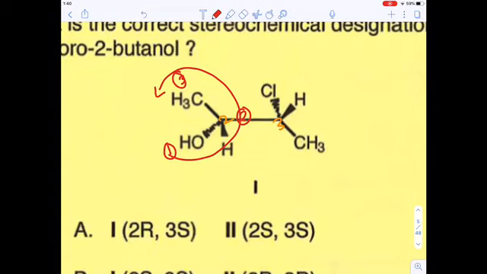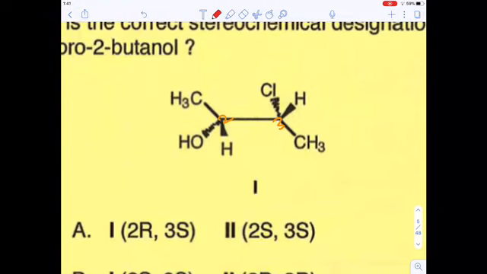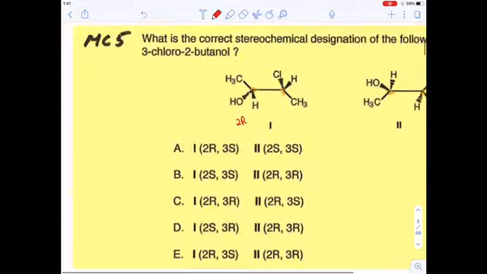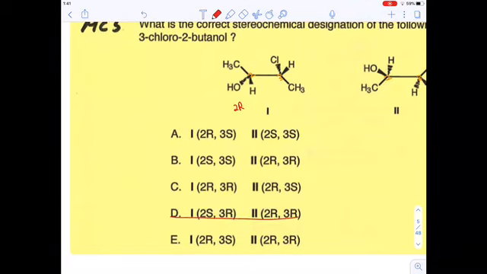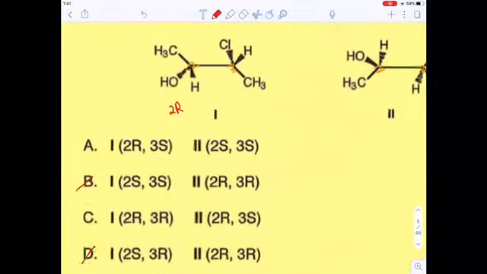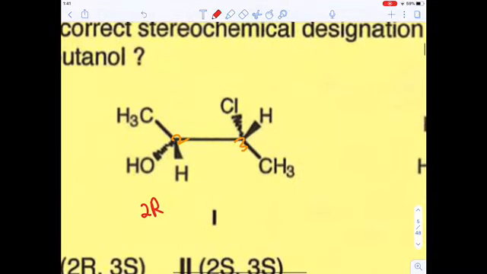So that is going to give you S, but because your highest priority is on the dash and your lowest priority, your H, is on the wedge, you're going to flip it. So it's S, but it's really R. Okay, so hopefully that makes sense. I'm going to erase just to keep things neat. So for molecule 1, it's going to be 2R. So you could eliminate any of the answer choices that are not 2R. So that's D and B.